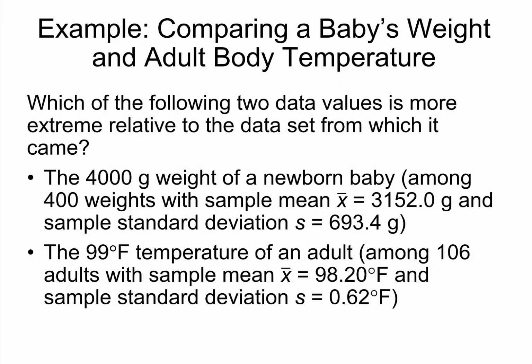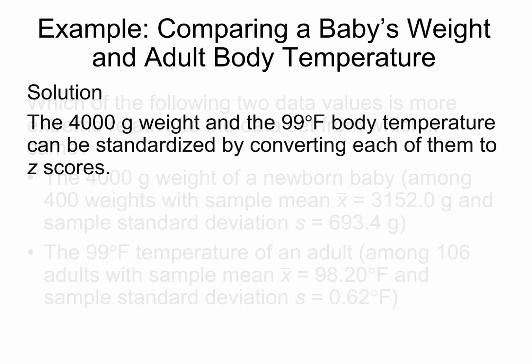Which of the following 2 data values is more extreme relative to the data set from which it came? The 400-gram weight of a newborn baby among 400 weights with a sample mean of 3,152 grams and a sample standard deviation of 693.4 grams, or a 99-degree Fahrenheit temperature of an adult among 106 adults with a sample mean of 98.2 degrees Fahrenheit and sample standard deviation of 0.62 degrees Fahrenheit.